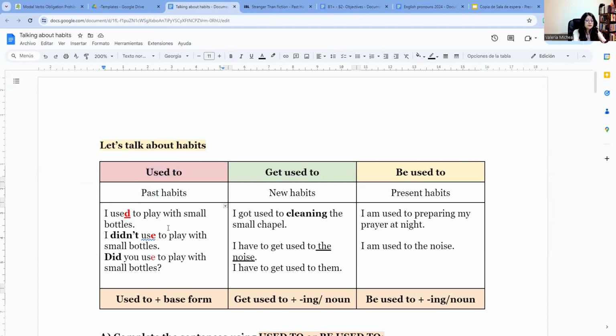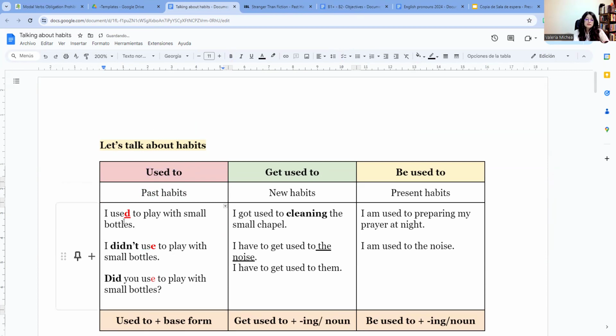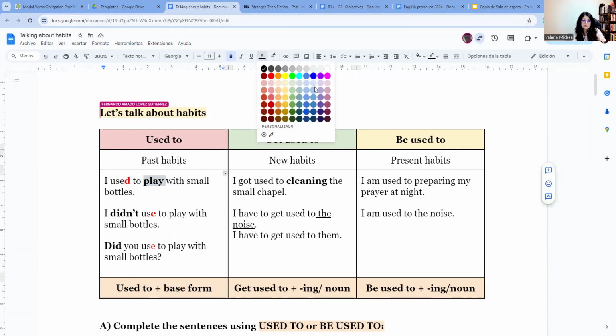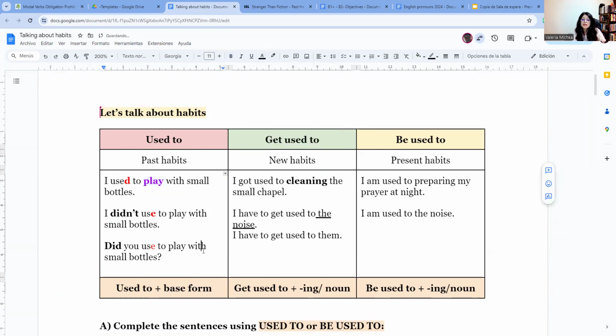And yeah, we have a few different ways of using this. For example, I'm talking about the past. In affirmative sentences, I need to use it with a D in the end. I used to play with small bottles. All right, so what I need after used to is always the base form, okay? This is what we have here. Used to plus the base form of the verb. So the verb that follows is never conjugated. That's an important thing that you need to keep in mind. It's not conjugated.